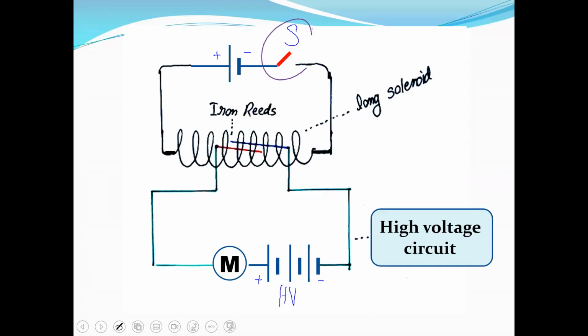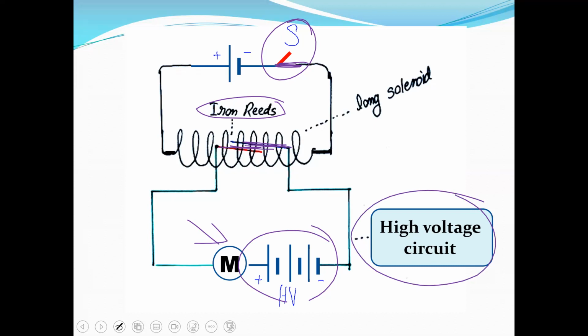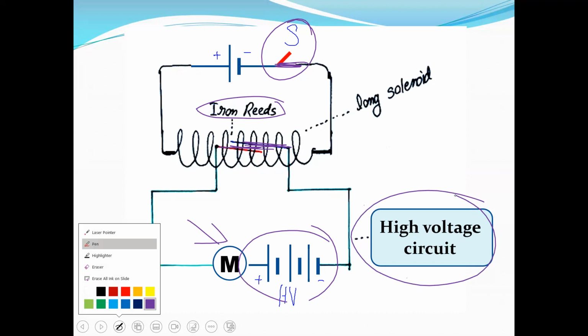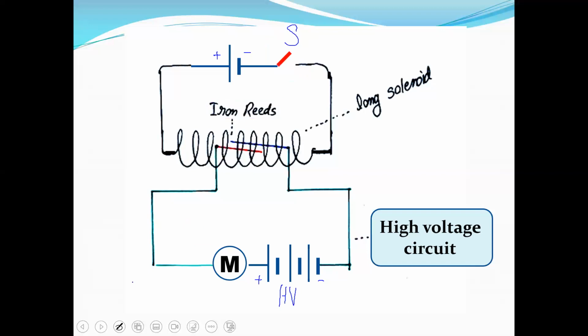And we have a switch here. When you switch on the circuit like this, the electromagnet is magnetized. There are iron reeds inside, so these reeds join together and the motor starts in the lower circuit. This is the motor and this is the high voltage circuit. After giving the heading reed relay, please copy this screen.